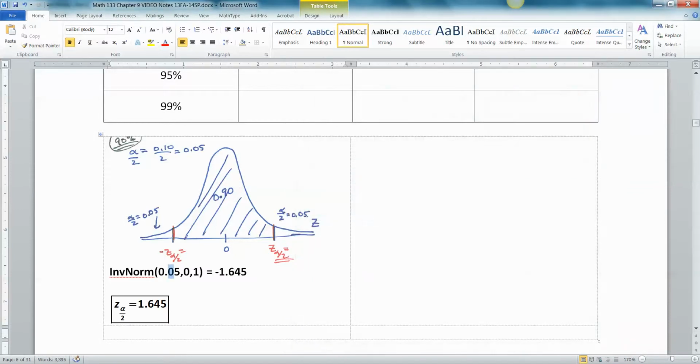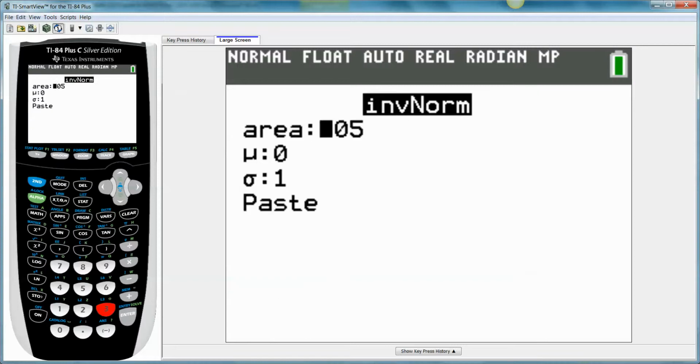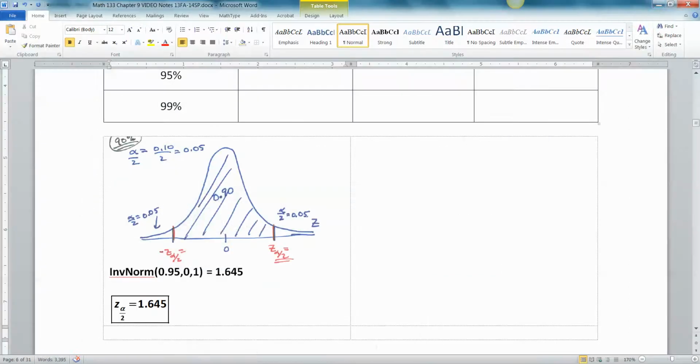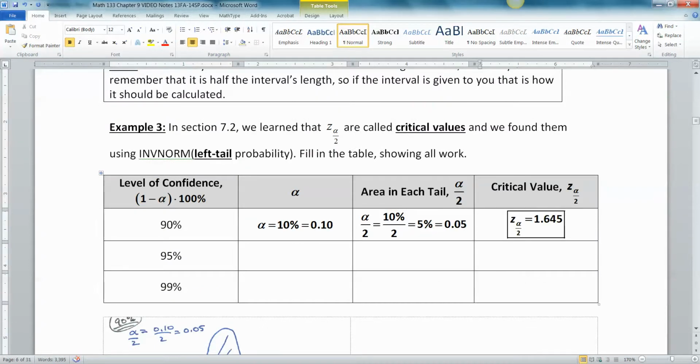Now, the other way you could have done this is if you would have done 95 instead of 05. So if you did 95 instead of 05, you would have gotten it. Here, I'll show it to you. So if I go second distribution, number 3, and I say 0.95, enter, enter, enter. There we go. Paste, enter. There we go, positive. So what's happening is that inverse norm, remember, always wants the area on the left tail. So if you want this one over here on the right, you need all the area to the left. Well, that's 0.05 plus 0.90 together. So that makes 1.645. So there's that critical value.